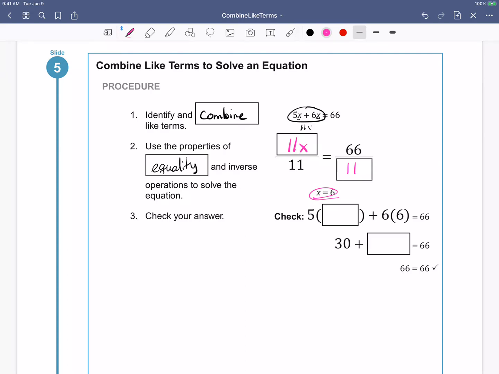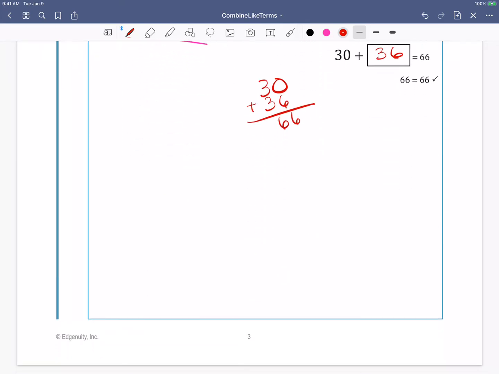Now the third step, the most important step, check your answer, right? 5 times 11 plus 6 times 6. So, it is not 11, it is 5 times 6. Remember, your x equals 6. So 5 times 6 is 30. 6 times 6 is 36. 36 plus 30. And we can write it out on the side so you guys get it a little bit more concrete. 6 plus 0 is 6, and 3 plus 3 is 6 as well. Okay?